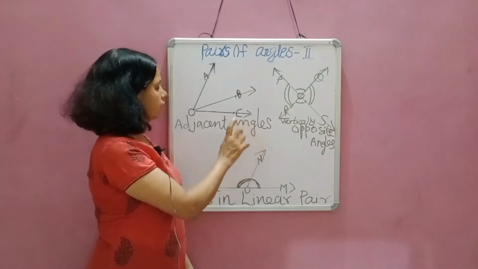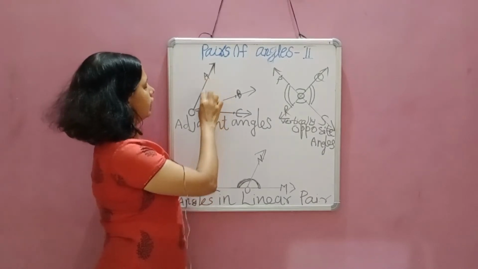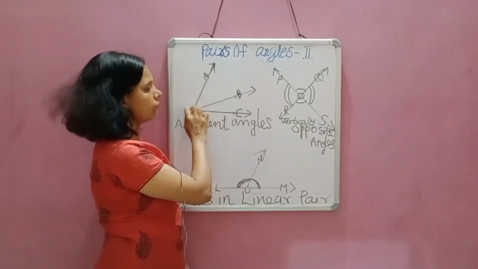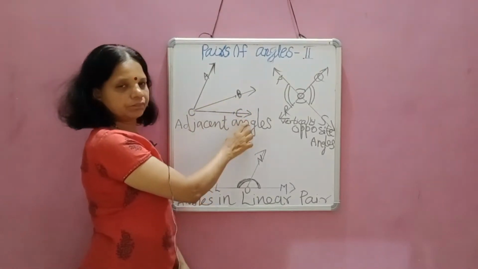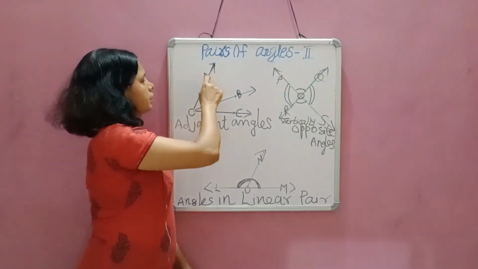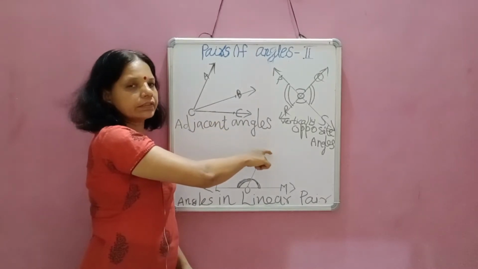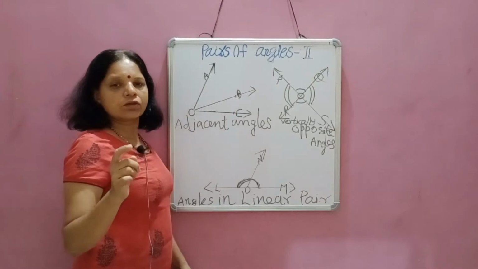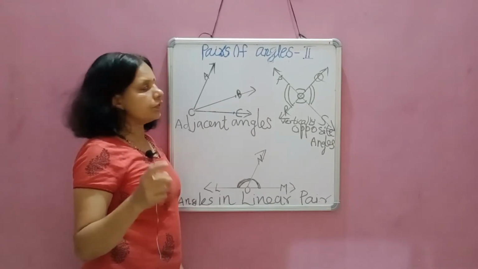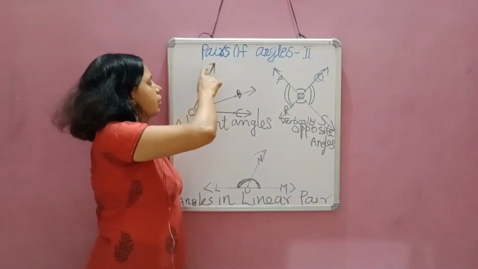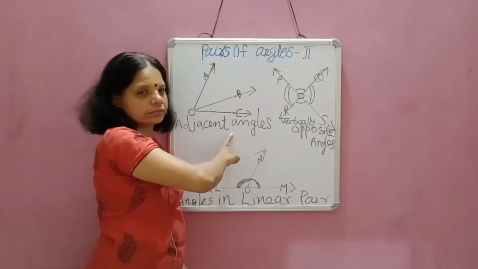Clear this pair? Now we will come to their measure. The measure of angle AOB plus the measure of angle BOC will be equal to the measure of angle AOC. So what is the property of the measure of adjacent angles? The sum of the measures of two adjacent angles is equal to the measure of the angle formed by the non-common sides. Clear? That is about adjacent angles.